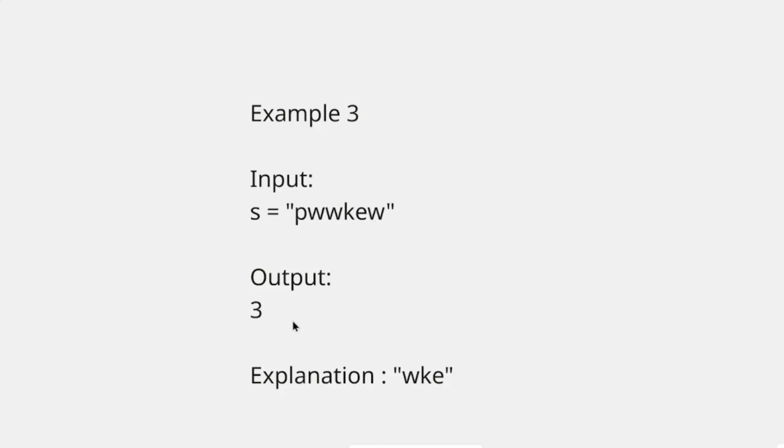PWWKEW. Our output is 3. P is not repeated. Then we have W, and here also we have W. So let's consider it as 1. After that, if we add W with W, we get 2 Ws, but a valid substring has only 1 W, so it's not a valid longest substring. And after that we have only K, so if we add this it also does not become a valid longest substring. So we have only W, like here one, and here one. So our total count is 3.